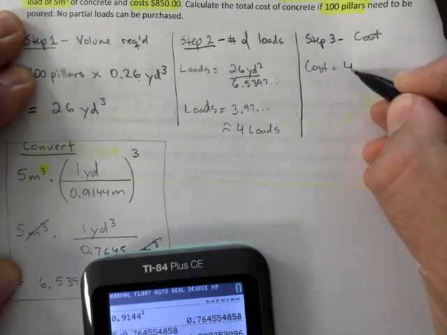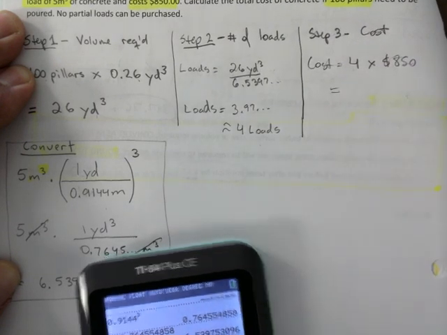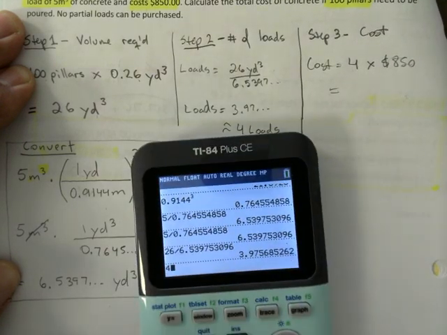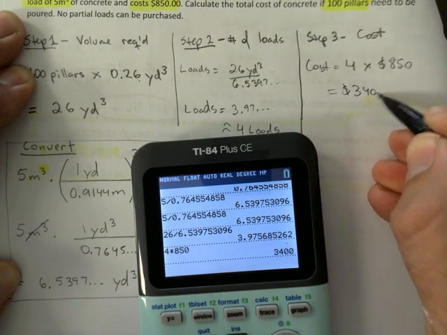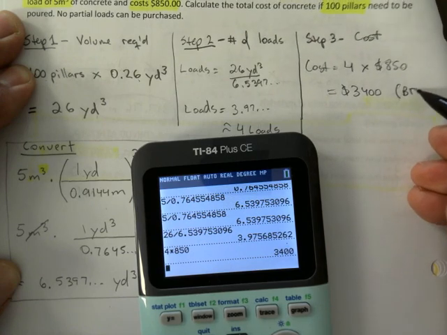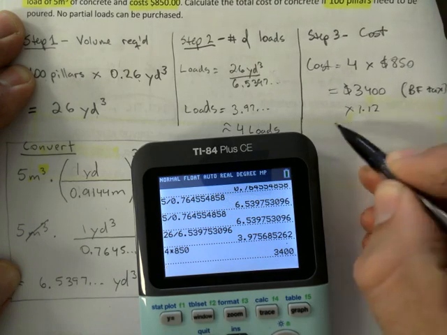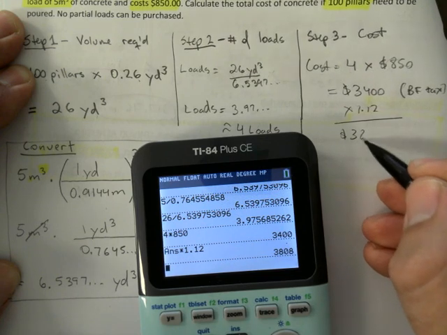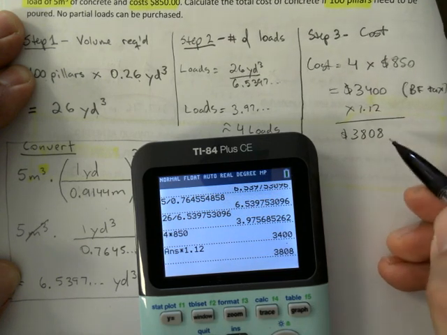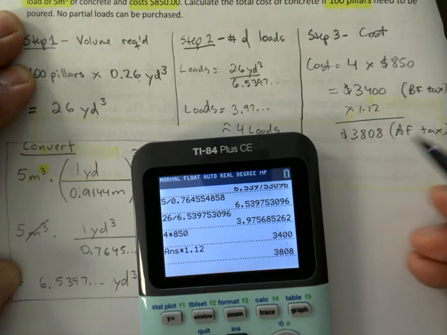So that would just be 4 times 850, and that's 3,400, right? So that's 3,400 before tax. If you multiply that by 1.12, for us, everything is going to be 12%. In grade 12, some things are only taxed 5%. Okay, but that's for another day, right?